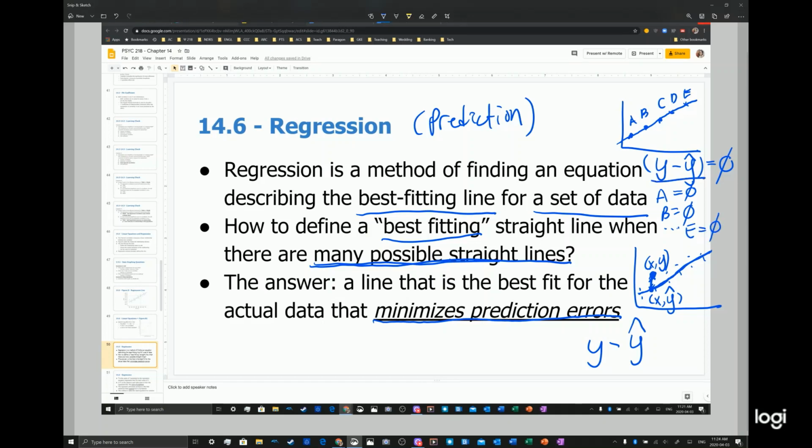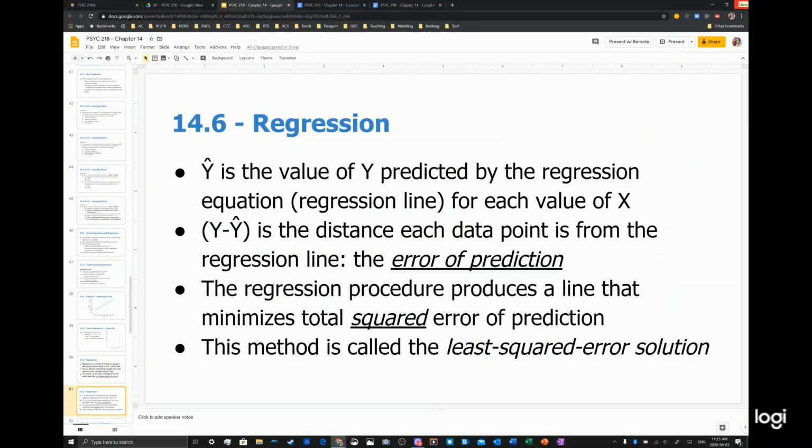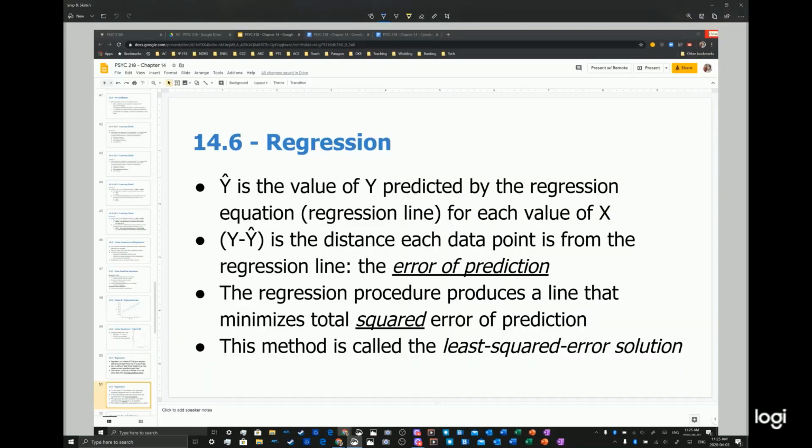Okay, and these are all y minus y hats. Again, the best fitting line, the regression line, minimizes the prediction errors. That is the distance between y, the y value of that data point, and the y hat, which is the y value of the regression line at the same x value point. Okay, and so that's what the next slide covers in words. The y hat we've just seen, we'll just call it y hat for this course, is the value of y predicted at the regression equation.